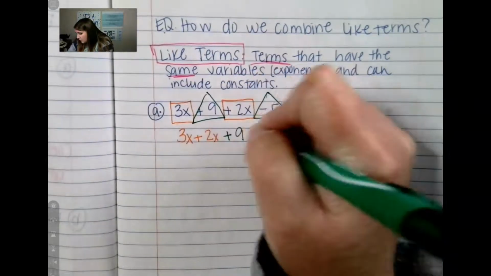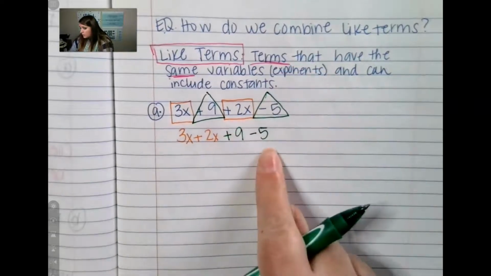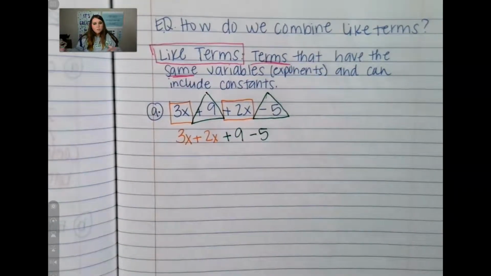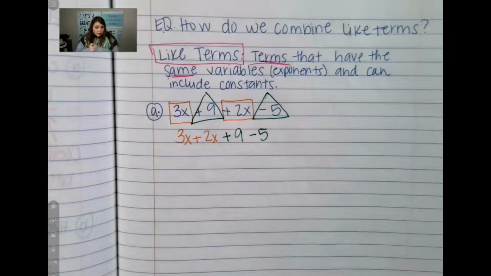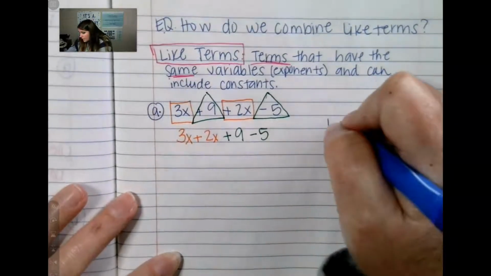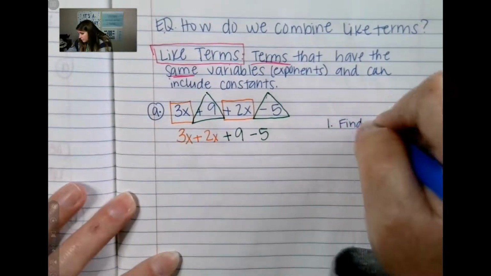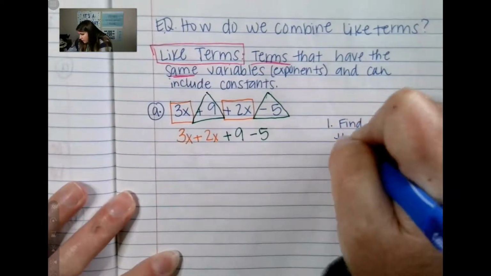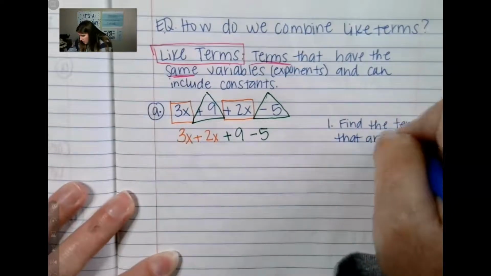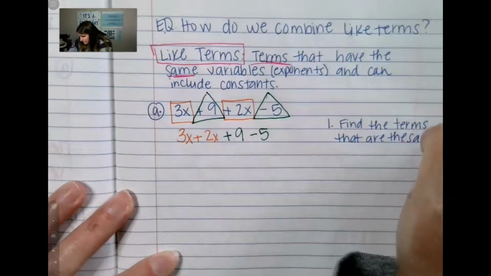Okay, so now because these two are the same, they're both constants, we're going to write those down here separately. Okay, so we've started to organize our work. We've started to organize the terms together so that the ones that are the same are all together. So our first step in this problem is to find the terms that are the same.